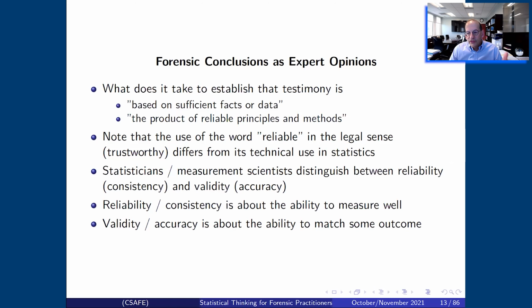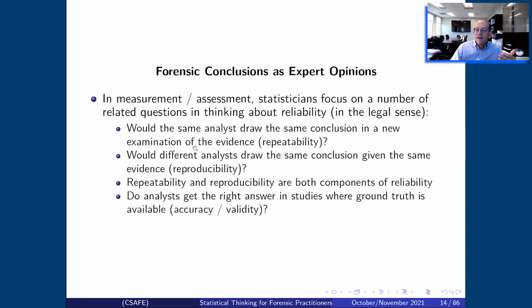Statisticians and measurement scientists tend to think about reliability in a more formal mathematical sense. Again, something we talked about last time. Reliability means consistency of measurement, and validity for statisticians means accuracy. And so reliability is to measure something well, validity is to be accurate. And we talked last time about the fact that they're not the same thing. When we talk about reliability, we're really talking about if we do the measurements again or analyze the evidence again, would we get the same conclusion?